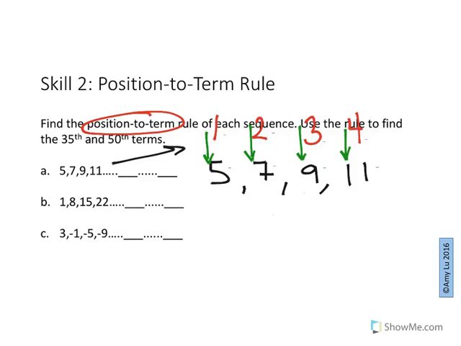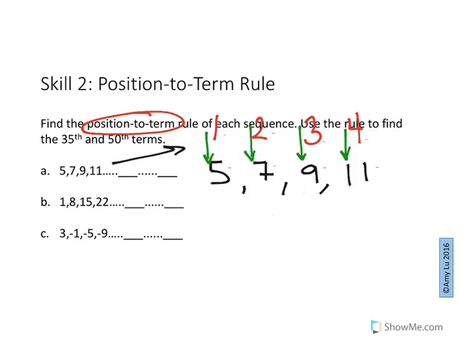So for example, if I said 1 plus 4, that makes 5, then I have to apply it to the next one, 2 plus 4. Well, in this case, it doesn't make 7, right? So therefore, that does not work. So this is how you find the position to term rule.